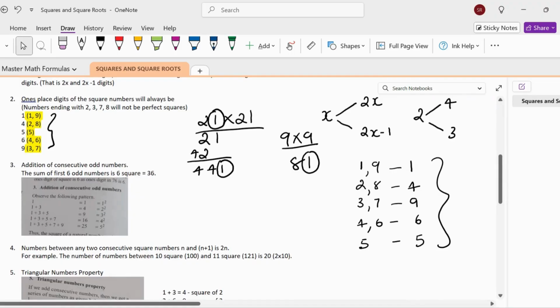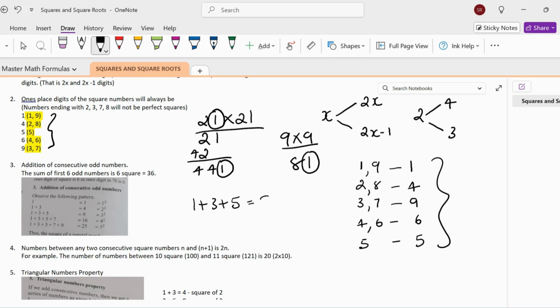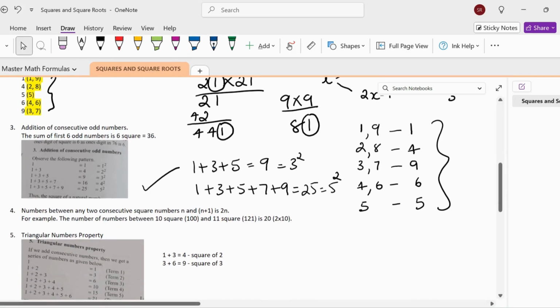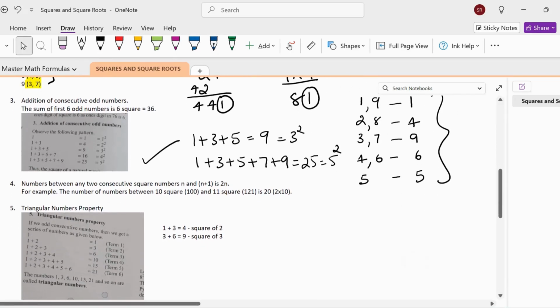Now going to property 3. Addition of consecutive odd numbers. When you say consecutive, one next to the other. The sum of first n odd numbers is n square. Sum of first 3 odd numbers, for example 1, 3 and 5 is 9, which is 3 square. Sum of first 5 odd numbers will be 5 squared. 1 plus 3 plus 5 plus 7 plus 9 is 25, which is 5 square. I hope this is clear. Not very difficult.